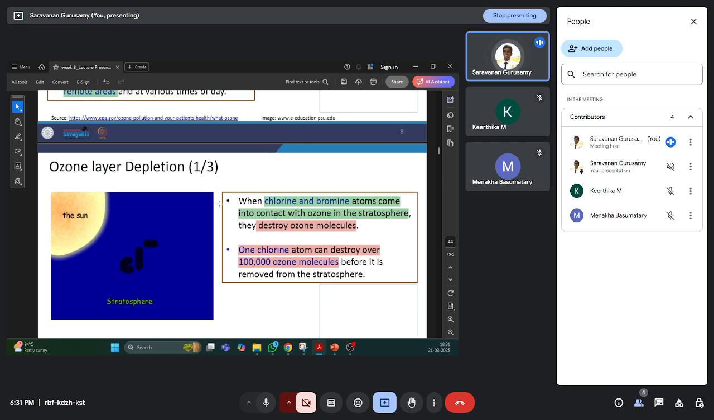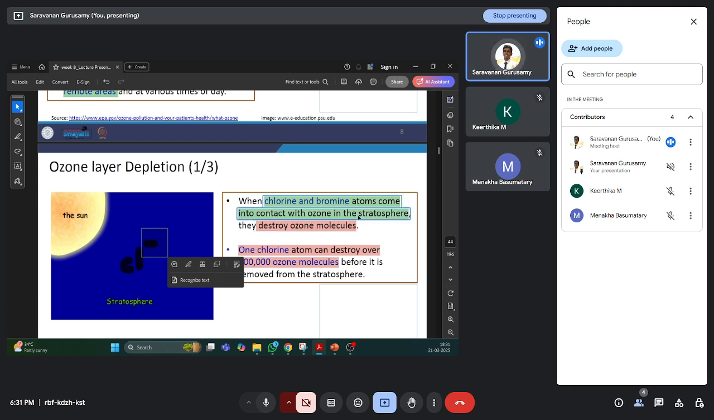Okay, what's the problem now? The stratospheric ozone is getting depleted. How? Because of chlorine emission. Chlorine and bromine are halogens, you know. In the periodic table, the halogens are bromine, chlorine, fluorine, iodine. These are all halogens having one negative ion. So when we emit these halogens into the atmosphere, they come in contact with the ozone in the stratosphere.